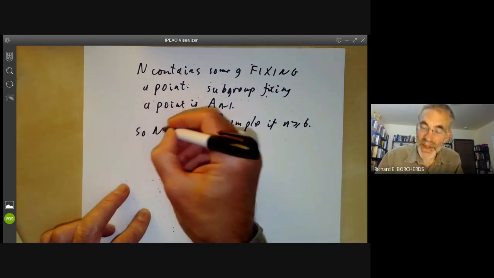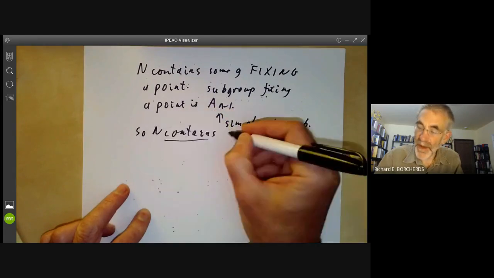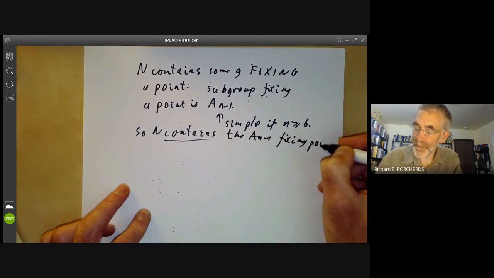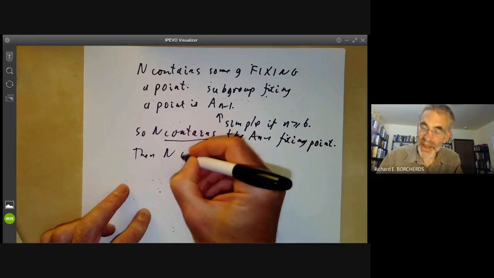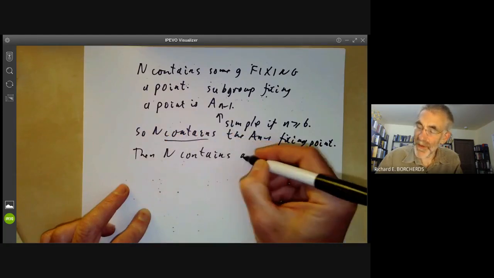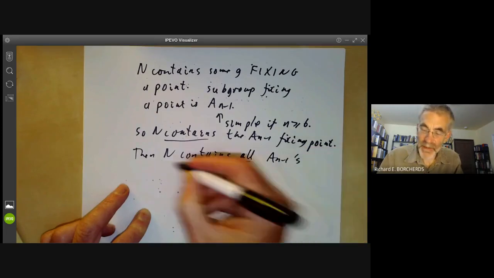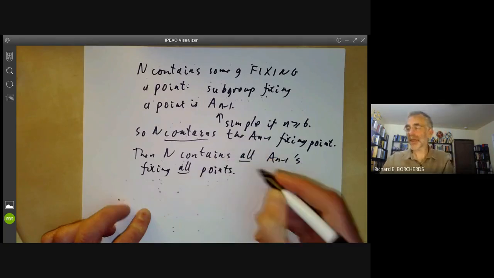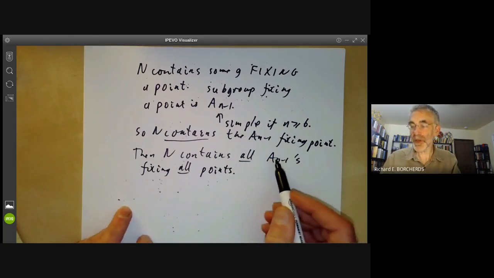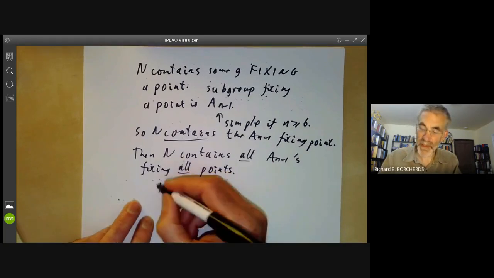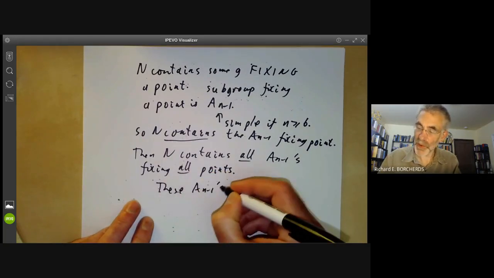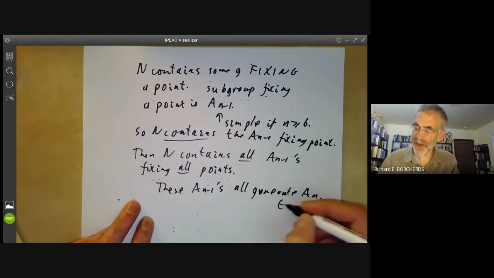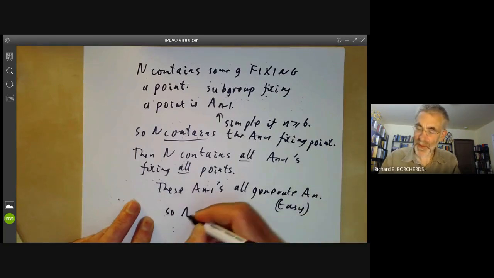So N contains the A_(N-1) fixing a point. But then N contains all the A_(N-1)s fixing all points, because all the subgroups fixing a point are conjugate and N is normal. And these A_(N-1)s all generate A_N, which is very easy to check. So N is equal to A_N.